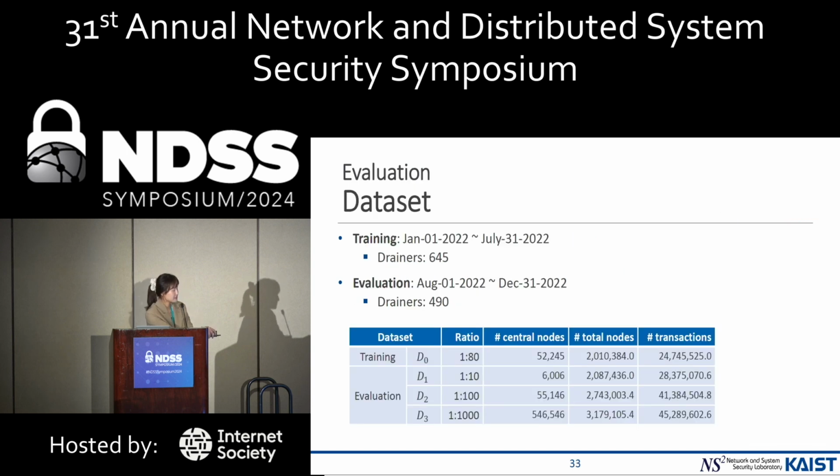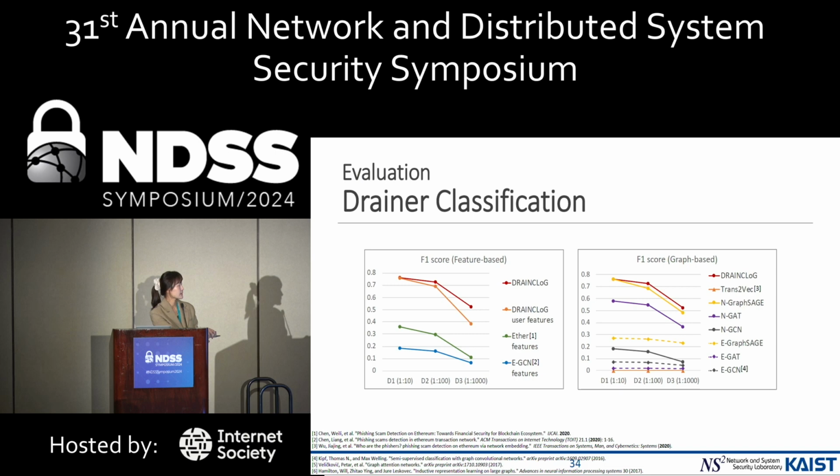We trained our model DRAINCLoG using data from January to July, including 645 drainers. And we evaluate using data for the remaining 5 months, including 490 drainers. Due to the extreme imbalance between regular users and drainers, we evaluate under varying levels of class imbalance. To evaluate how effectively DRAINCLoG can detect drainers, we use Ethereum phishing scam detection methods as baselines. And you can see that DRAINCLoG outperforms all the baselines in all data sets.